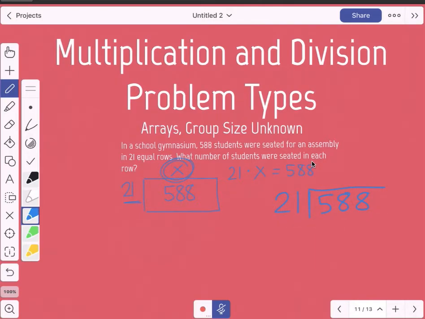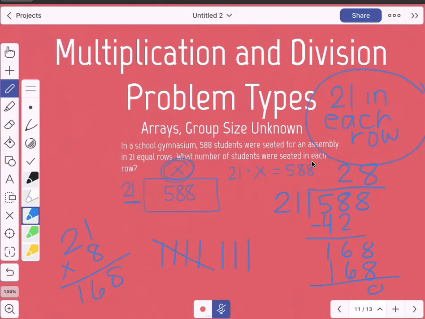Goes into 58 twice. That's 42. Subtract, I'm going to get 168. If I skip count 20, 40, 60, 80, 100, 20, 40, 60, that's 8. I wonder what that is. 21 times 8. Oh, perfect. So there will be 21 in each row.